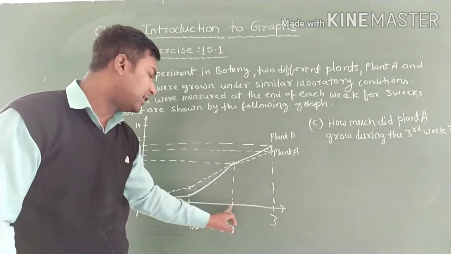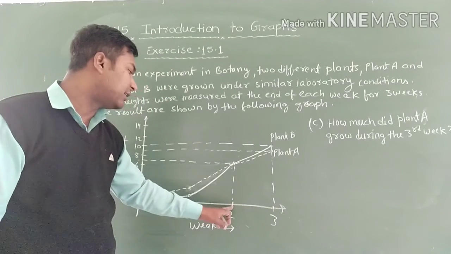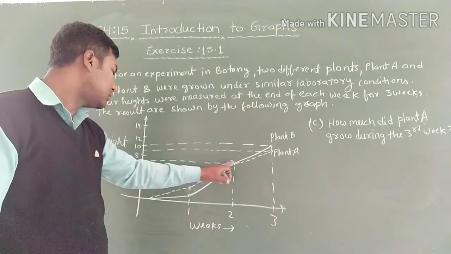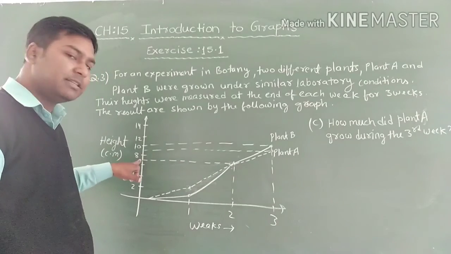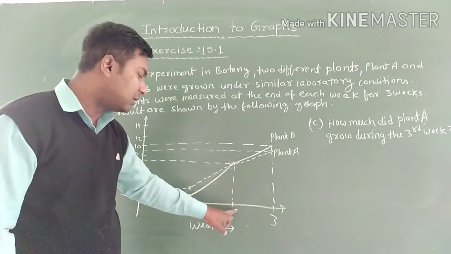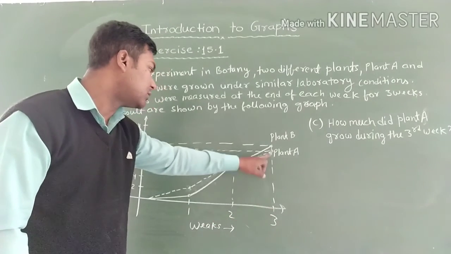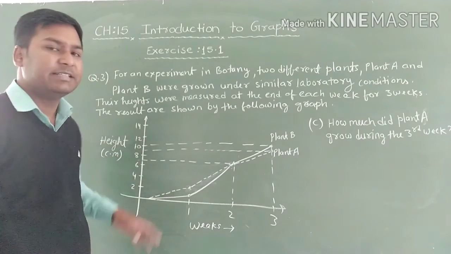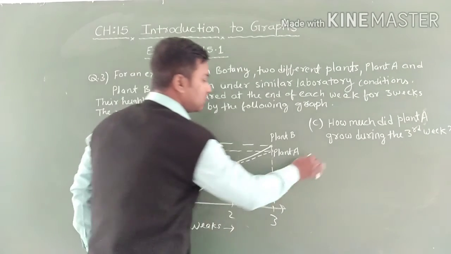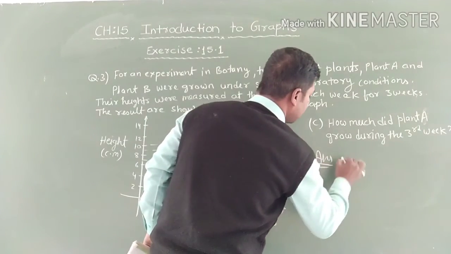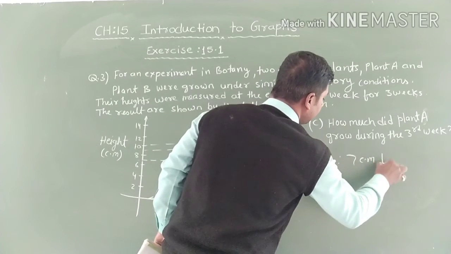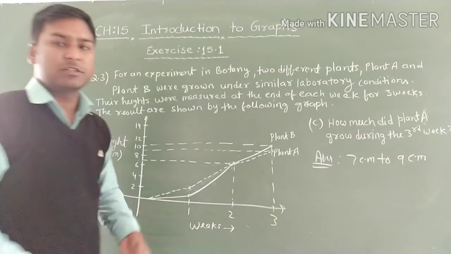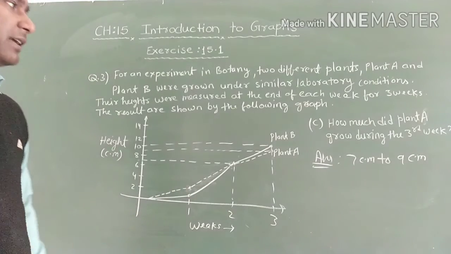So from second to third week: after the second week, the height was 7 centimeter, and after the third week, the height was 9 centimeter. Okay, so 7 to 9 centimeter. So the answer will be 7 centimeter to 9 centimeter. Okay, so this was the answer. Now the next part, that is D part.